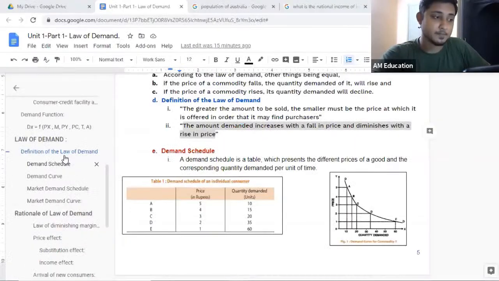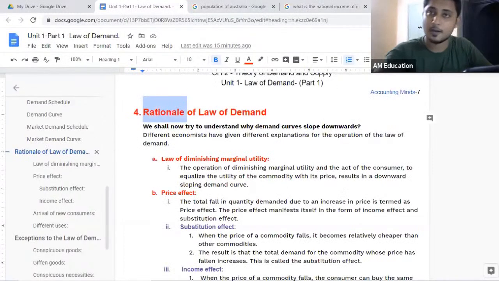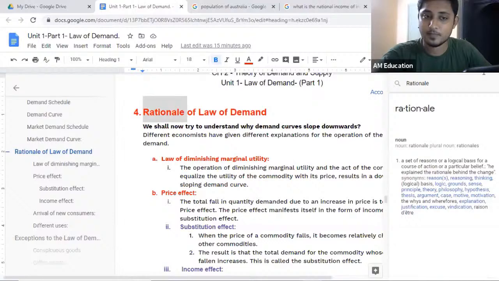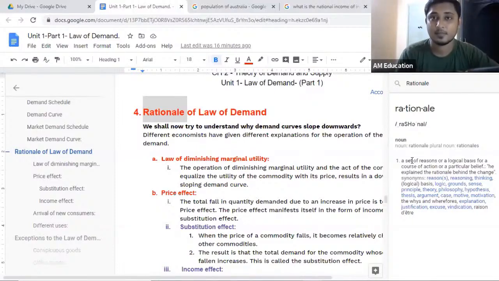So tomorrow we shall see the rationale of the law of demand. Do you know what the meaning of rationale is? It is a set of reasons or a logical basis for a course of action or a particular belief. So what is the reason that you believe in this thing? What is the logic behind this?